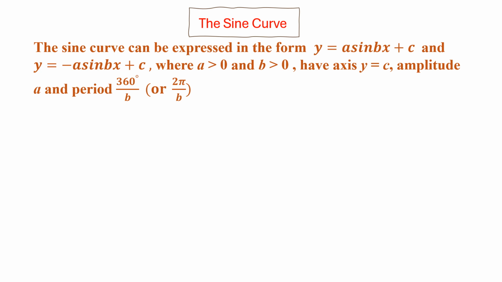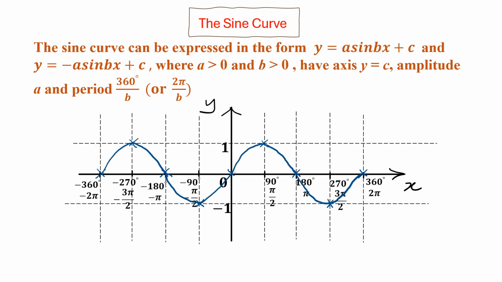Right, you have axis y equals c, amplitude a, and the period for the sine curve for one cycle is 360 degrees divided by b. b is the coefficient of x. Or sometimes if the unit is expressed in radians, it will be 2 pi over b. So I'm going to provide you with an example of how we can actually come up with this formula. You can call it a formula.